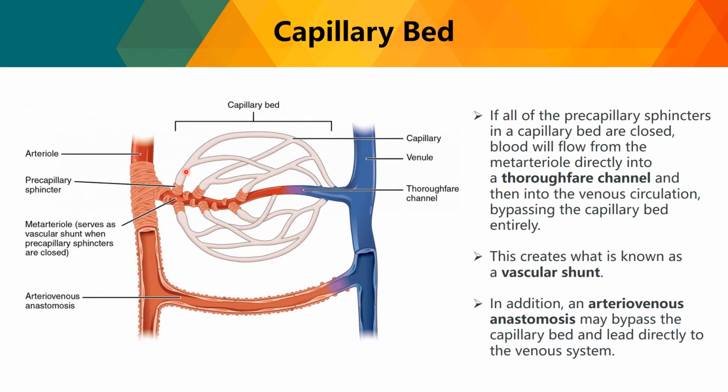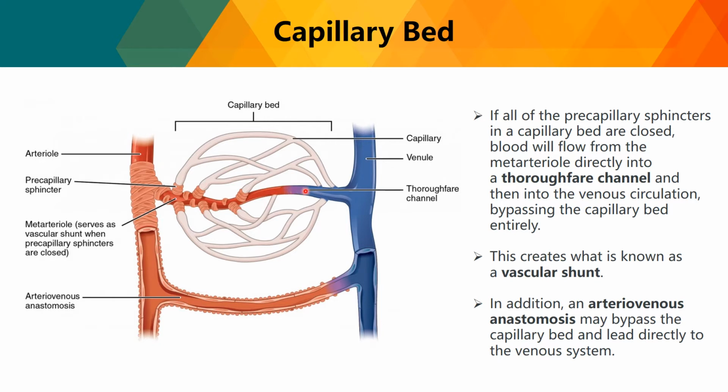Okay, so here in the capillary bed, if all of the precapillary sphincters in a capillary bed are closed, blood will flow from the metarteriole directly into a thoroughfare channel and then into the venous circulation, bypassing the capillary bed entirely. Okay, so from the image on the left, makikita nyo dyan yung precapillary sphincter. Okay, sabi, kapag close yan, ibig sabihin, yung blood ay mag-flow galing dito sa metarteriole directly dun sa thoroughfare channel. Okay, so instead of passing through the capillary bed dito sa buong to, ay didiretso na siya dun sa thoroughfare channel.